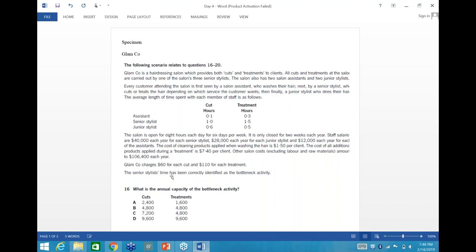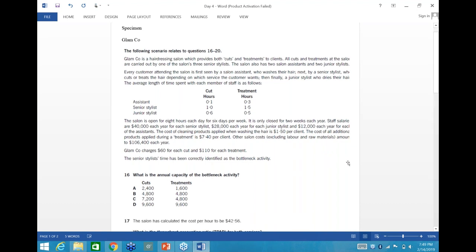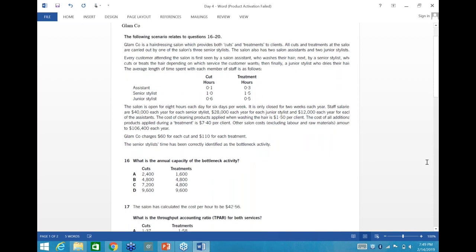Other salon costs amount to 106,400 each year. Glam Company charges 60 for a haircut and 110 for each treatment. The senior stylist time is identified as the bottleneck activity. What is the annual capacity of the bottleneck activity, is what they are asking. Okay, so senior stylist time is the bottleneck activity. So the good thing is the bottleneck is mentioned.